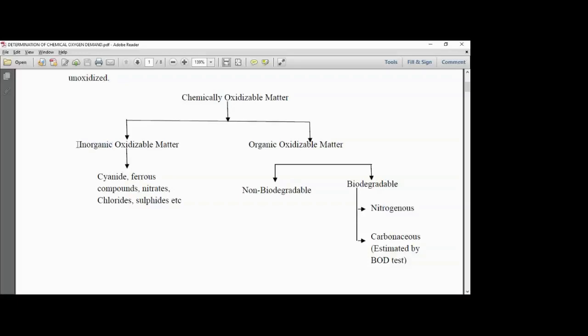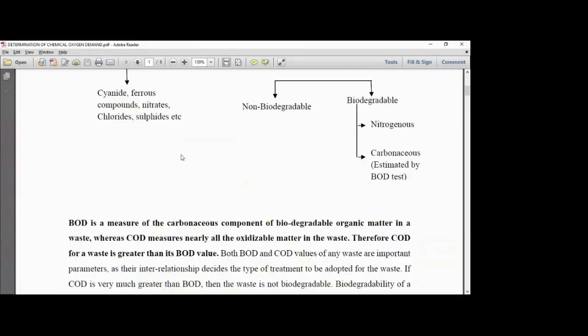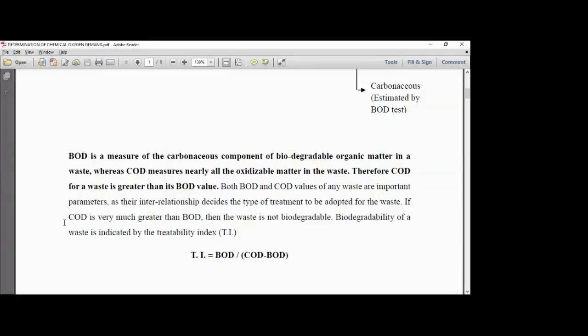Normally, a waste having very high COD is from industries, because industries use lots of chemicals, which are inorganic in nature, and because of that the COD value of an industrial waste can be very high. And normally if I have to treat any industrial wastewater, I do not go for biological treatment. I can't rely on microorganisms. The same has been given here: if the COD value is very high, the waste is not biodegradable.